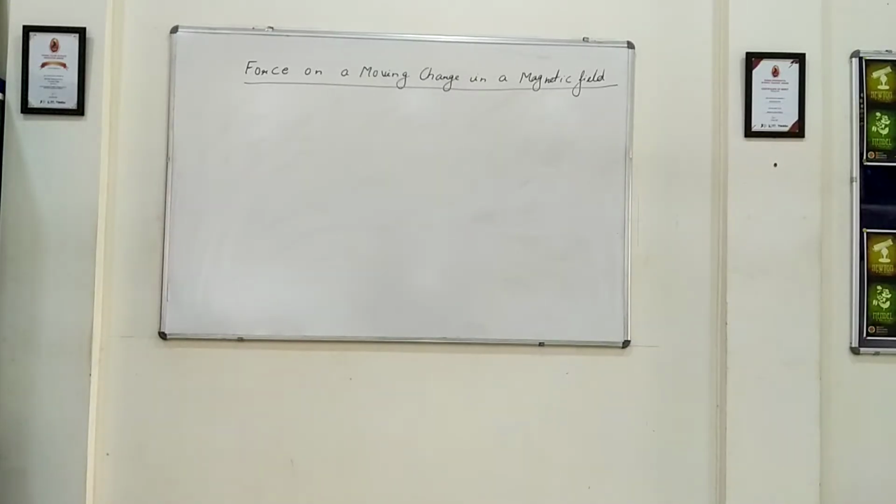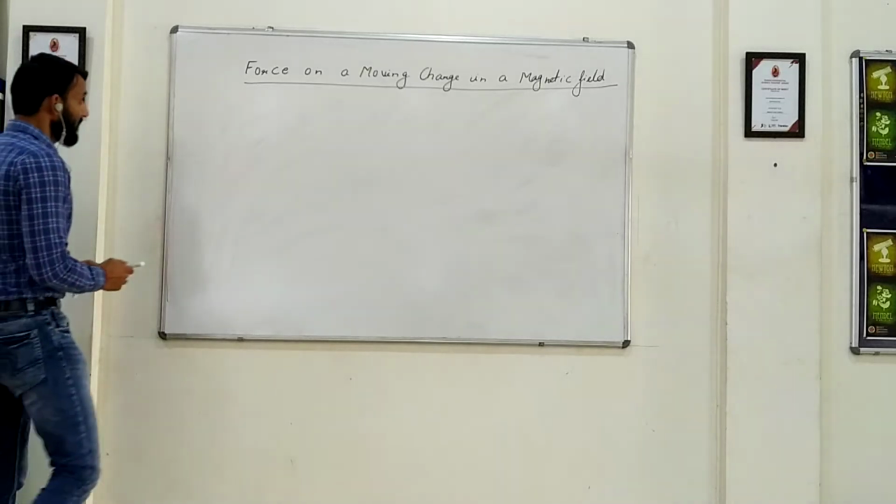Today we'll do one more topic of Unit 3, and this is a pure new topic. As I told you at the beginning, this is a very lengthy chapter and we will be doing it in bits and pieces. Already we have discussed two topics, that is Biot-Savart law and Ampere's second law. Now this is the third topic, and the name of the topic is force on a moving charge in a magnetic field.